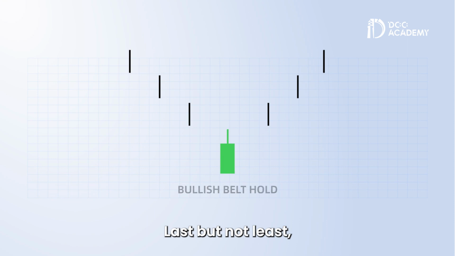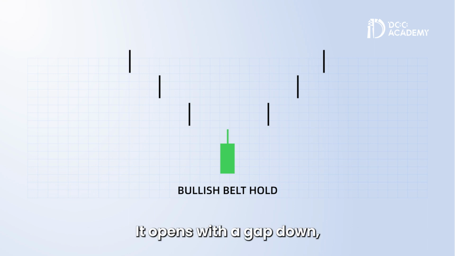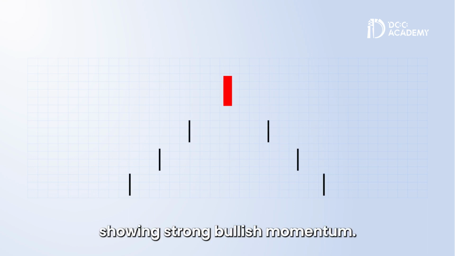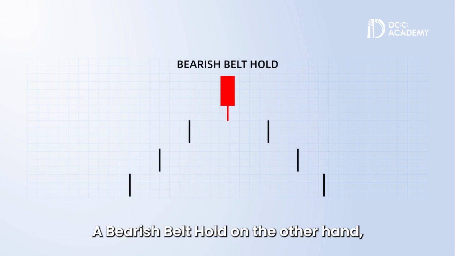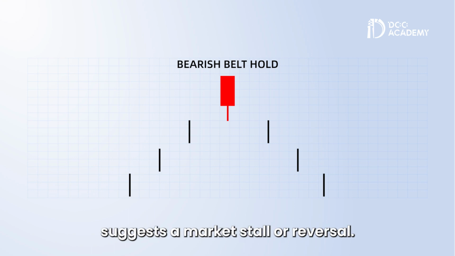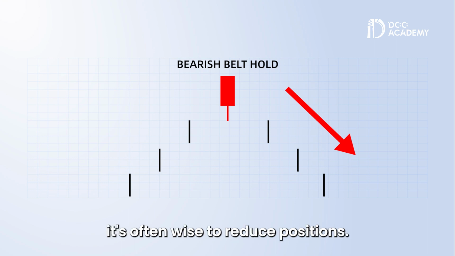Last but not least, a bullish belt hold typically emerges after a price decline and generally indicates a bullish signal. It opens with a gap down, creating a sense of despair in the market, but then rapidly rises, showing strong bullish momentum. A bearish belt hold, on the other hand, especially during an uptrend, suggests a market stall or reversal. When traders spot this signal, it's often wise to reduce positions.